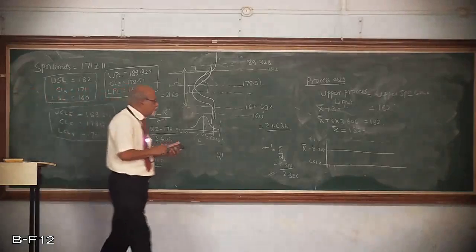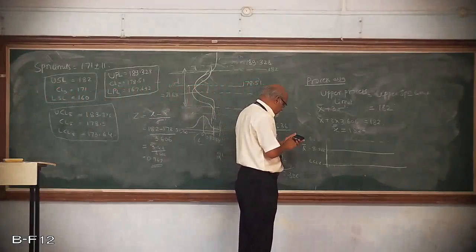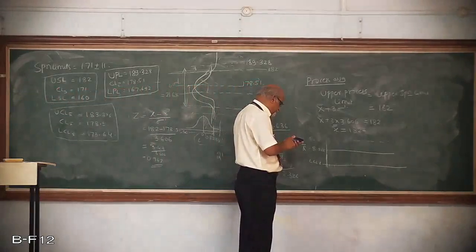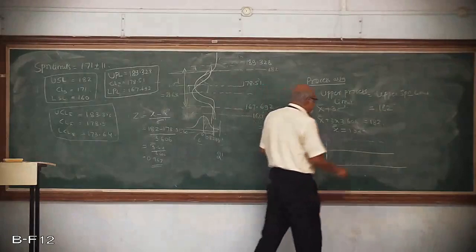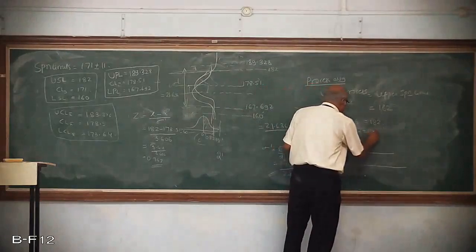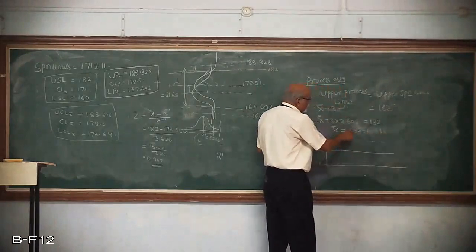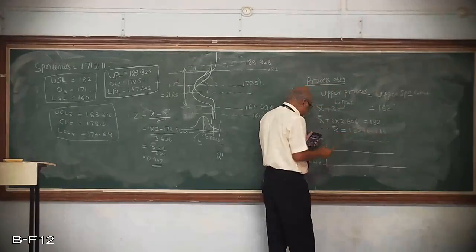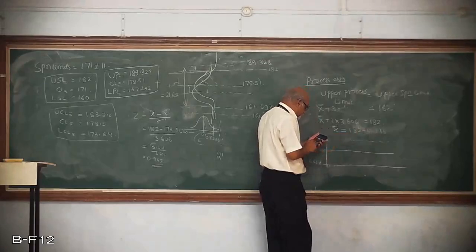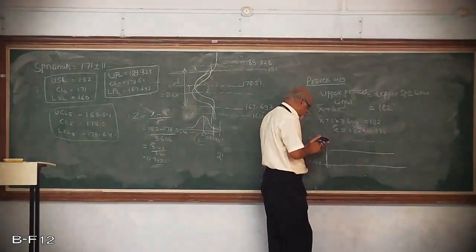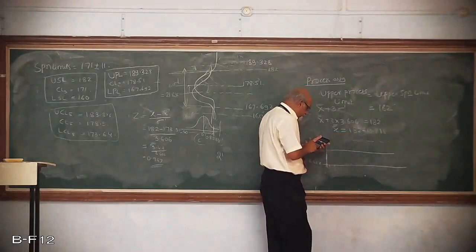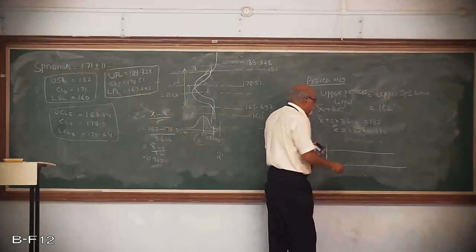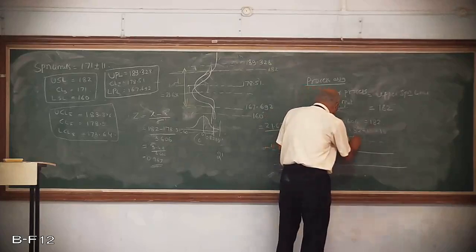3 into 3.606 is equal to 10.818. X double bar is equal to 182 minus 10.818. That is 182 minus 10.818. So it can be set to 171.182.